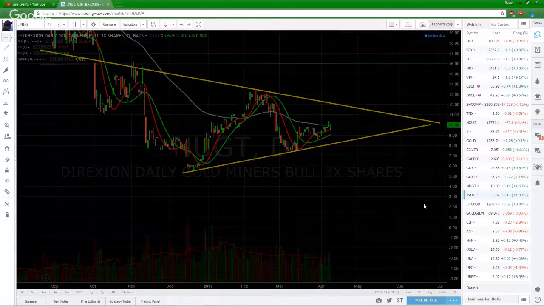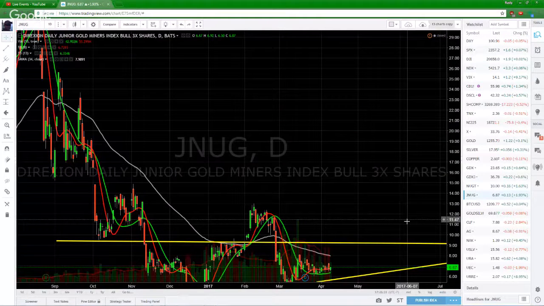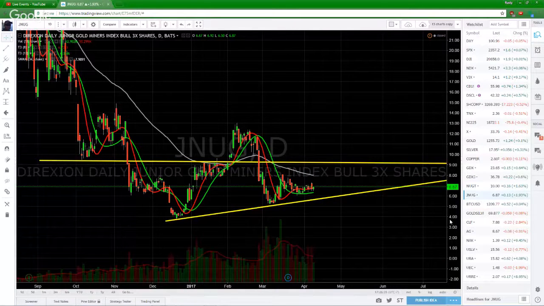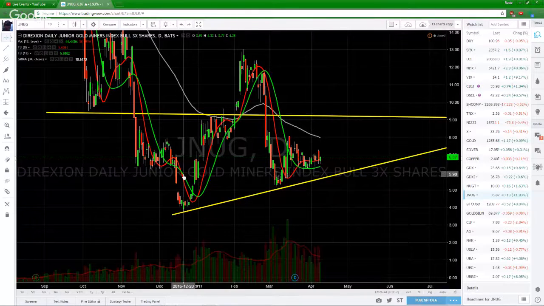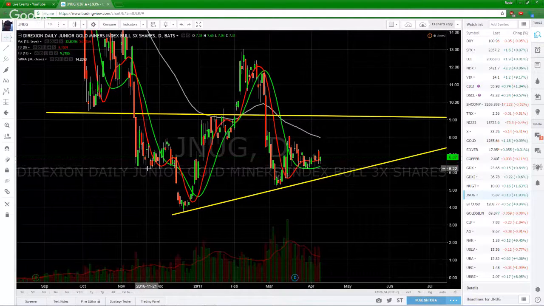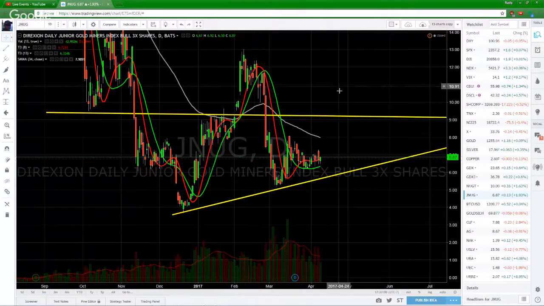JNUG. JNUG is making me so mad. This is 3 times the gold. Gold is at resistance. This is still riding support. It's frustrating me. I've got resistance, previous lows, previous lows, previous lows, resistance. I've got support, previous lows. It's riding support. Boom, boom. That is a beautiful chart.